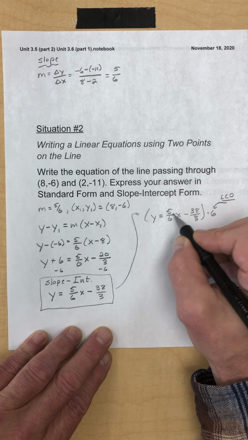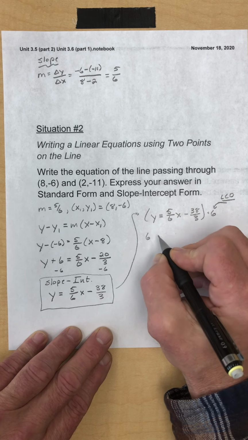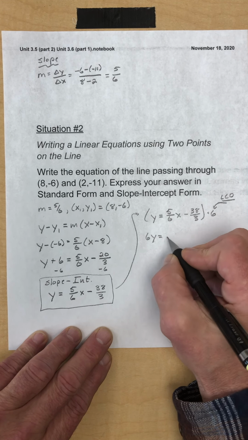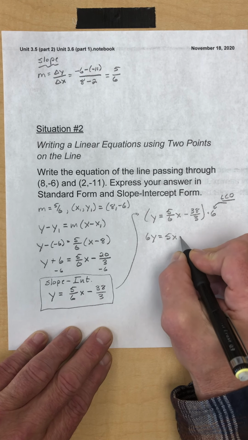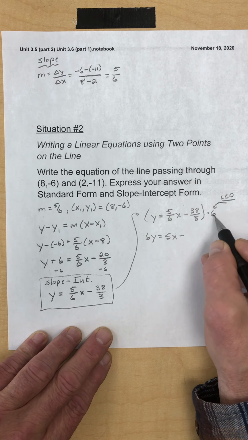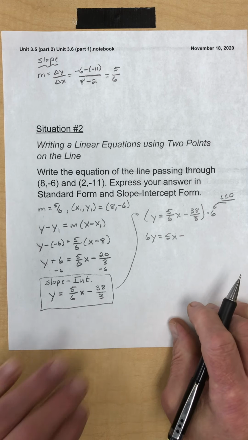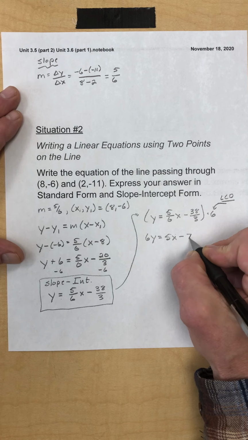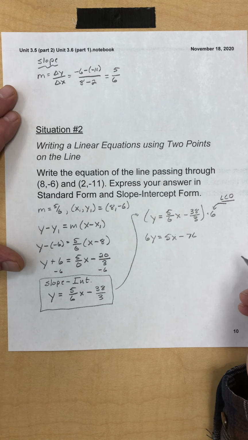So I distribute that 6 to everything. So 6 times y is 6y. 6 times 5/6 would be 5, so that's 5x. And I think this is -76, but let me check it to make sure. If I have -38/3 times 6, yes, I get a -76. Okay, so I got rid of all the fractions.